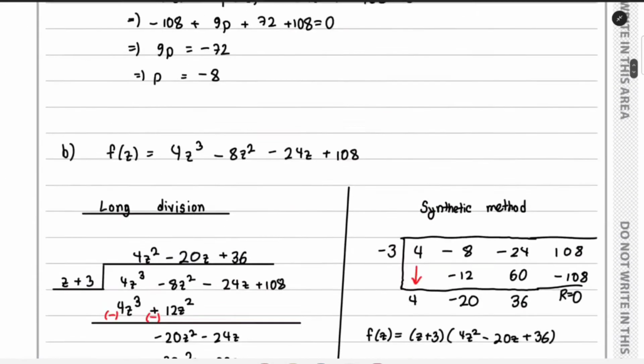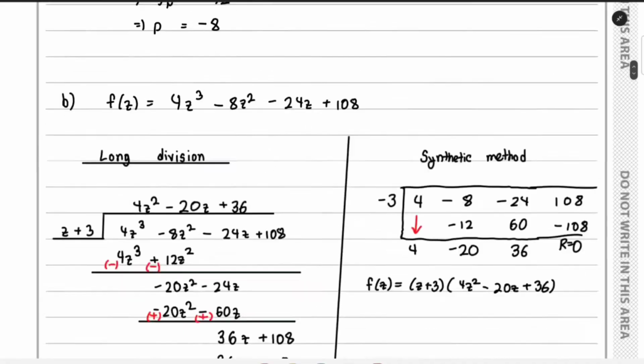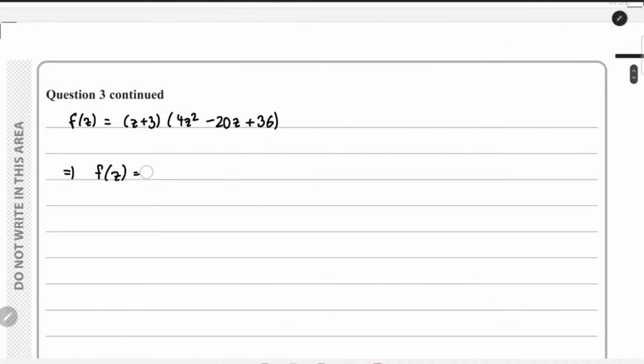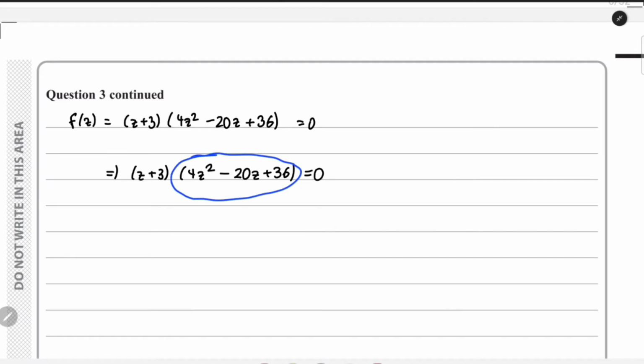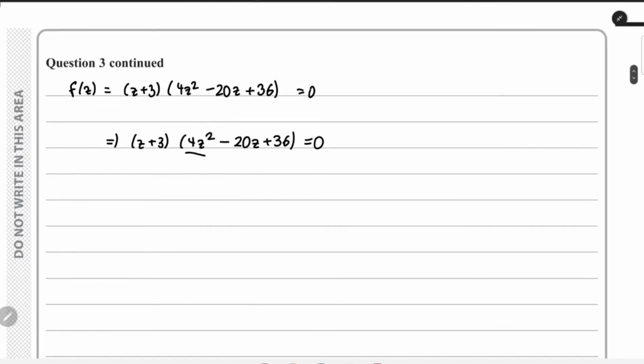Now after I get f of z, since I have to find the roots, I'll set f of z equals to 0. So this whole thing over here is 0, so z plus 3 times 4z square minus 20z plus 36 is 0. Now if you try to factorize this over here, you'll get imaginary roots, so I cannot use middle term over here, I'll use the quadratic formula.